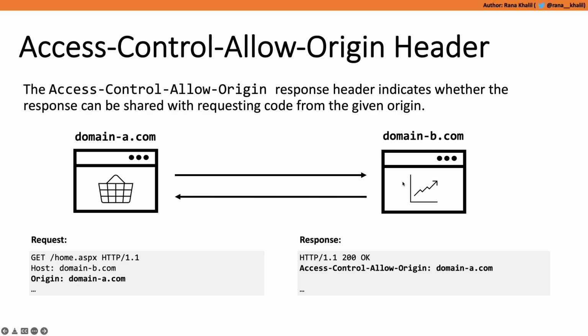Now, if there are no CORS rules configured at domain B.com that say specifically allow domain A.com to access my resources, this header would not be present, or this header would have a different domain in it. And when the browser sees that, it sees that the origins are different and it will prevent the response from reaching domain A.com. And that's essentially how the access control allow origin header works.